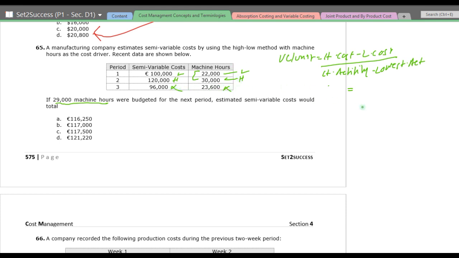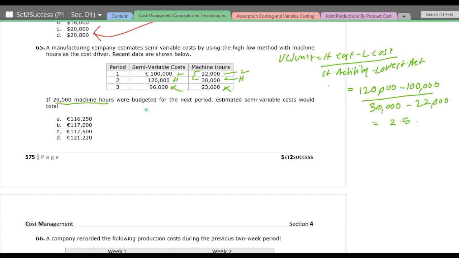So highest cost is 120,000 and the lowest cost is 100,000. Highest activity is 30,000 and the lowest activity is 22,000, which the variable cost comes to be 2.5.